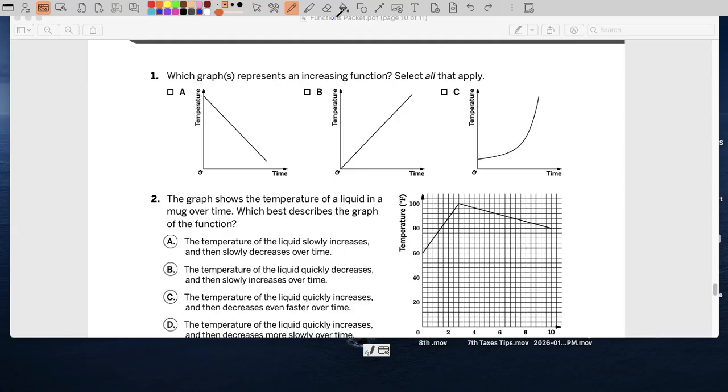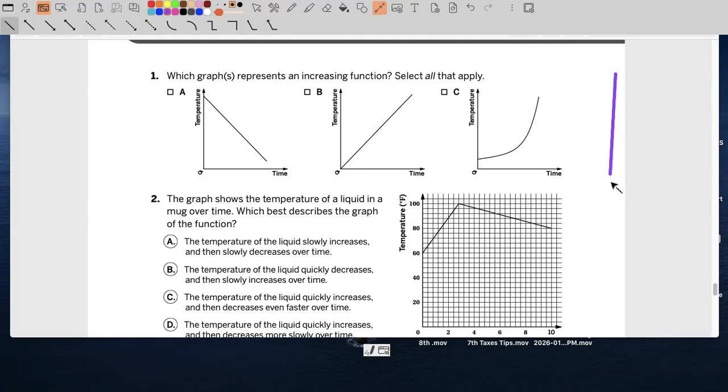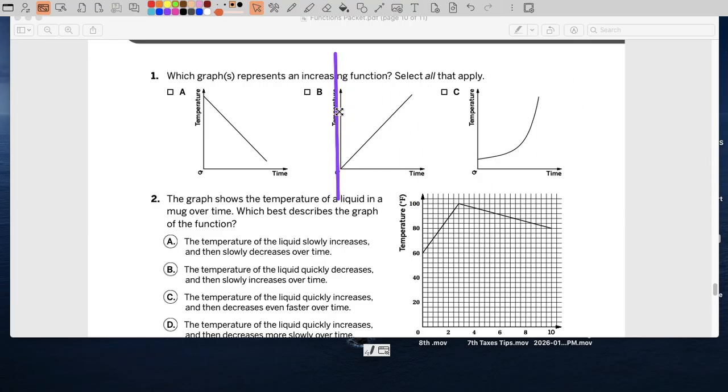Why are those two? Because again, you can do the vertical line test. As you move the purple vertical line across, notice that it is a function because it touches the purple vertical line in one spot. So does this one. It doesn't say linear, it says increasing function. This is an increasing function, and this is an increasing function. So both of them qualify.